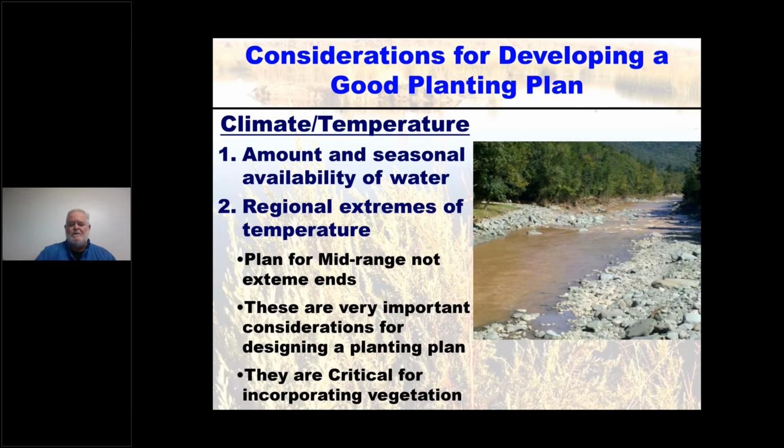And then regional extremes of temperature. You want to plan for the mid-range, not the extreme ends, and that's one where you look at the extremes and you're going, oh, I can do this, and yet the mid-range is where it's going to make or break your project. These are very important considerations when designing your project, and they're critical for incorporating vegetation.